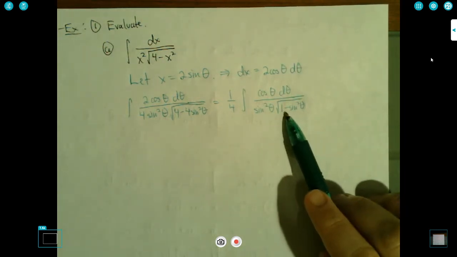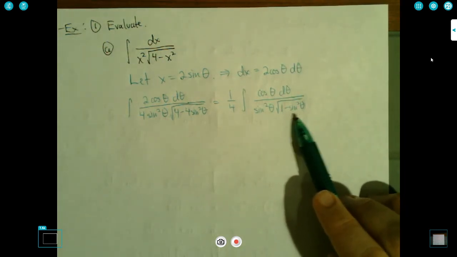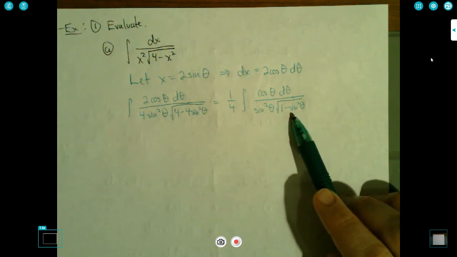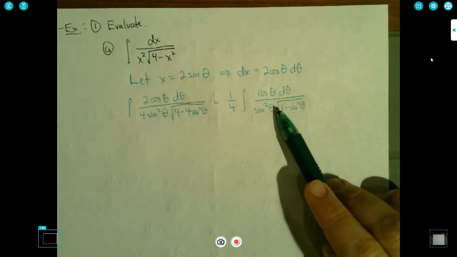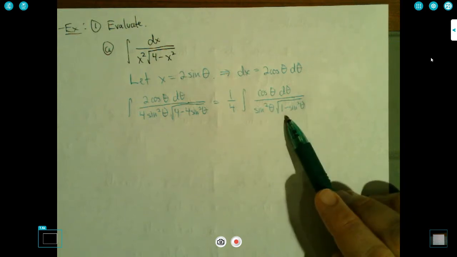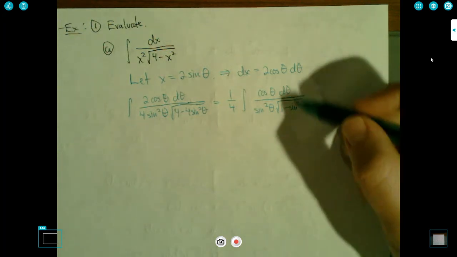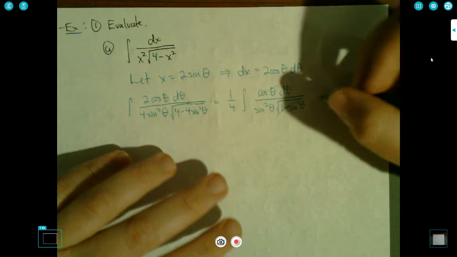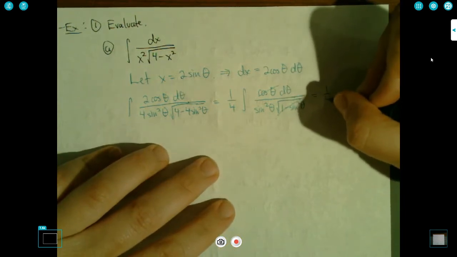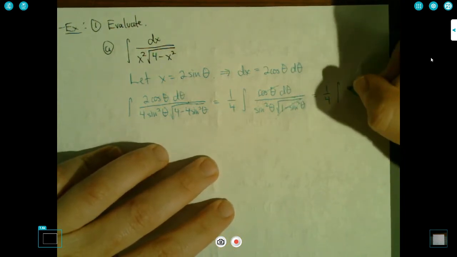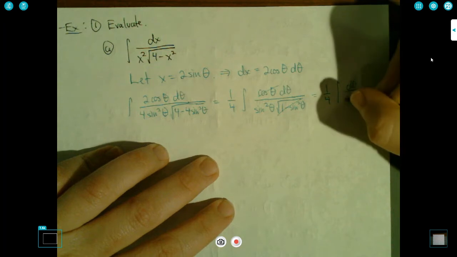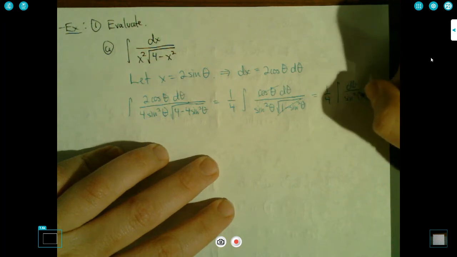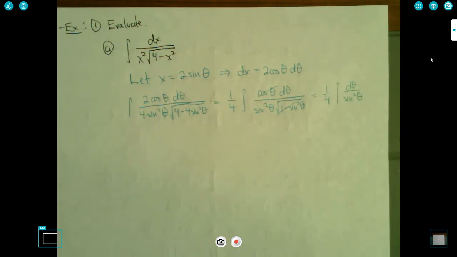Well, 1 minus sine squared theta is just cosine squared theta. And the square root of cosine squared is just cosine, right? And then that cosine will cancel with that cosine. So this is really just 1/4 times the integral of d theta over sine squared theta. And that looks a lot better than what we started with, right?